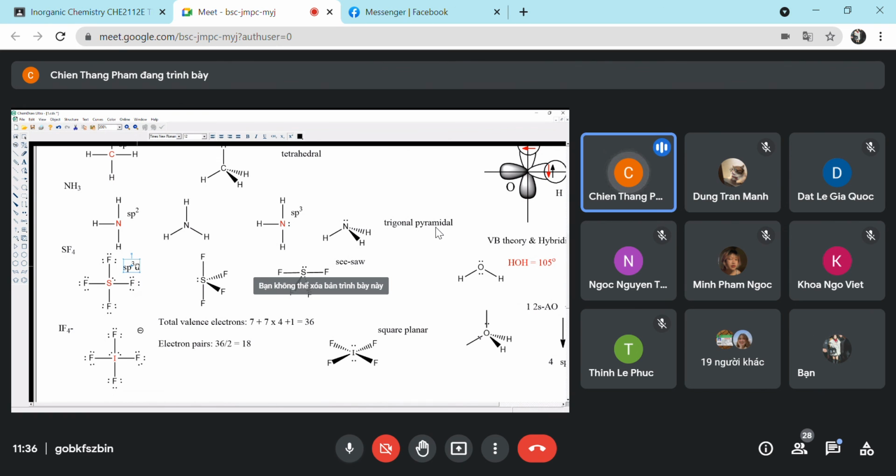Okay, let's count together with me. How many electron pairs here? 6. Okay, so what is the hybridization scheme? Keep on with me. 6, 1, 3, and d2.